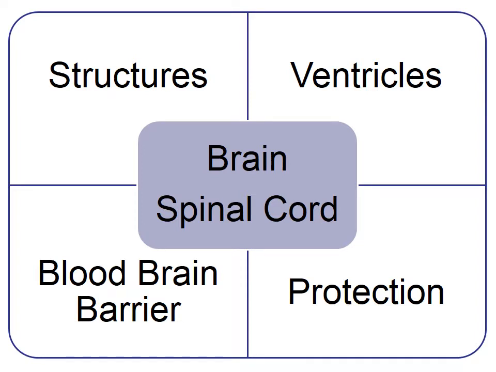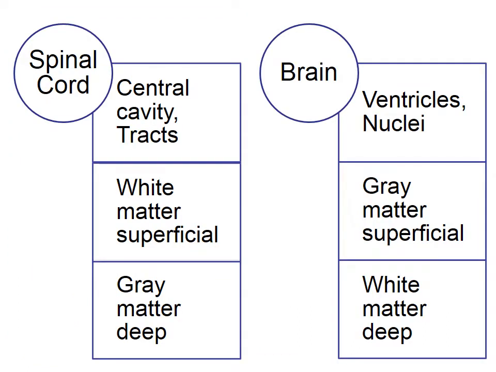The central nervous system contains the spinal cord and brain. We will look at specific structures of both, the fluid-filled cavities of the brain called ventricles, protective structures, and the blood-brain barrier. We can compare and contrast the two organs of the CNS.